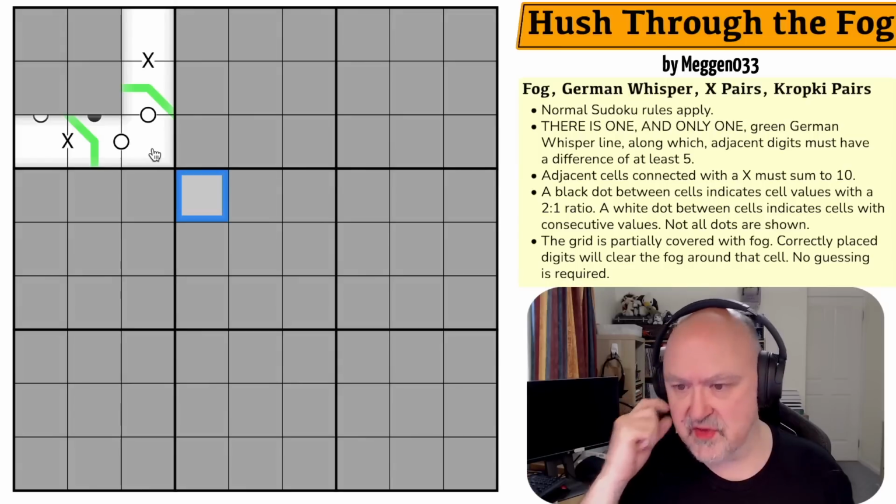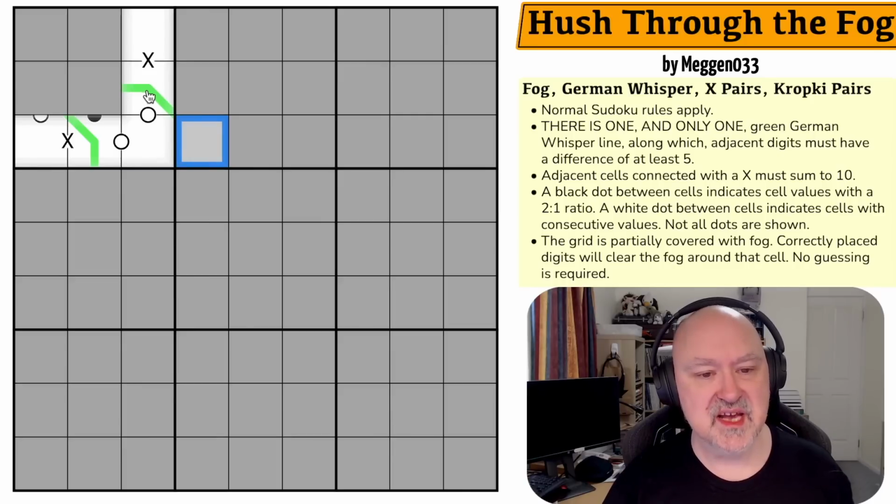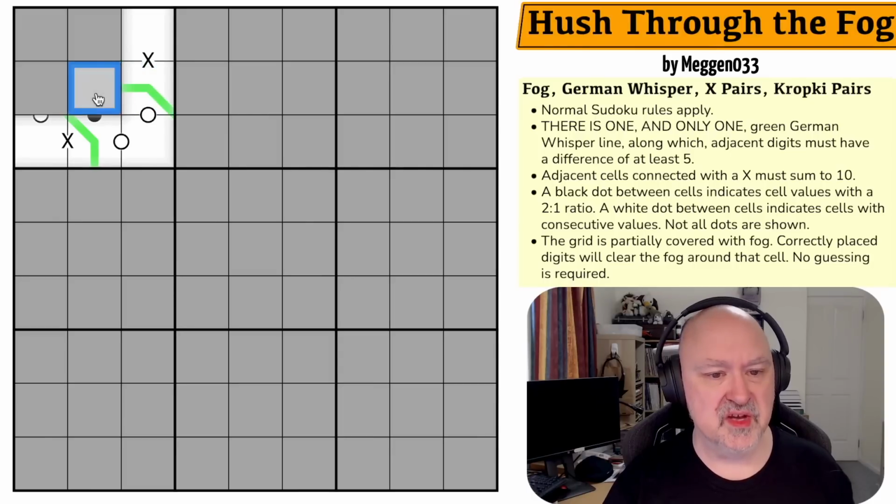What are the other rules? So there is one and only one green German whisper line along which adjacent digits must have a difference of at least 5. So along this German whisper line, adjacent digits will have a difference of at least 5. Now we can say that this line goes into this cell from here and this line goes into this cell. As a general thing, if it hits the edge of a cell, it is moving into the next cell. If it was going to stop in this cell, it would stop in the middle of the cell or at least it would be clear it's not moving on.